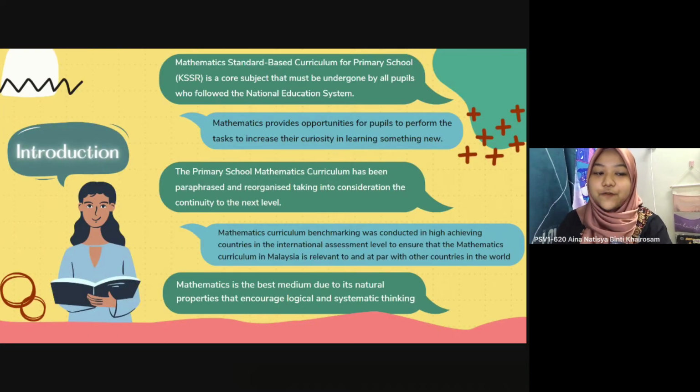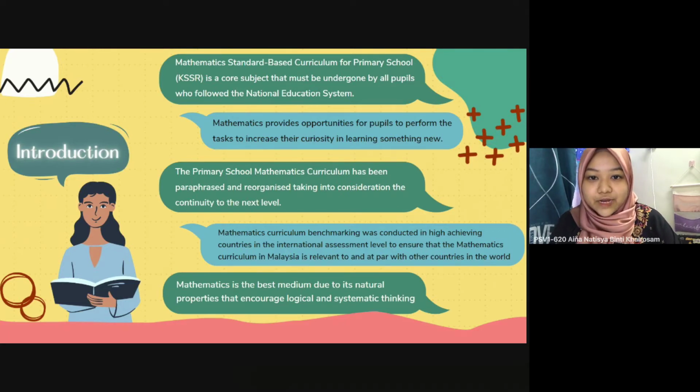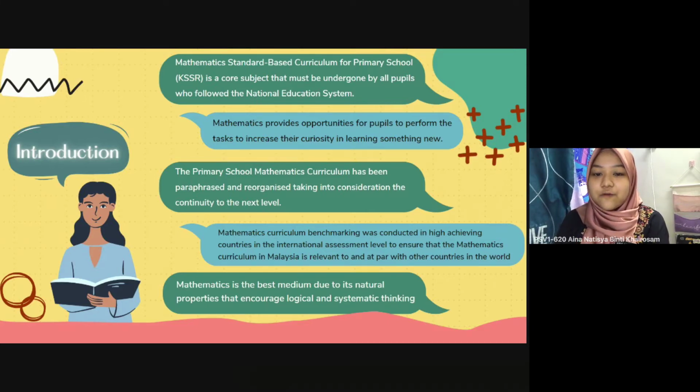Okay, so for the introduction, Mathematics Standard-Based Curriculum for Primary School (KSSR) is a core subject that must be undergone by all pupils who follow the national education system. Mathematics provides opportunities for pupils to perform the tasks that are fun, meaningful, useful, and challenging, as well as to increase their curiosity in learning something new.